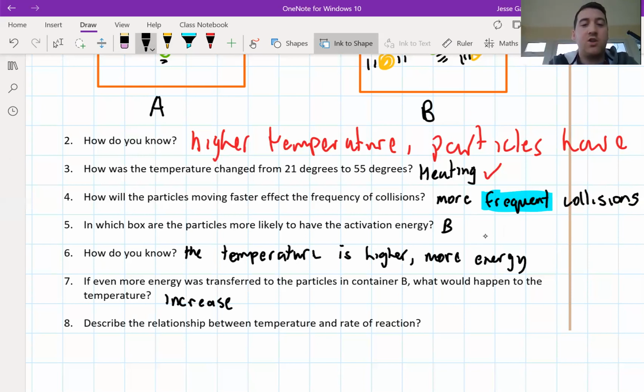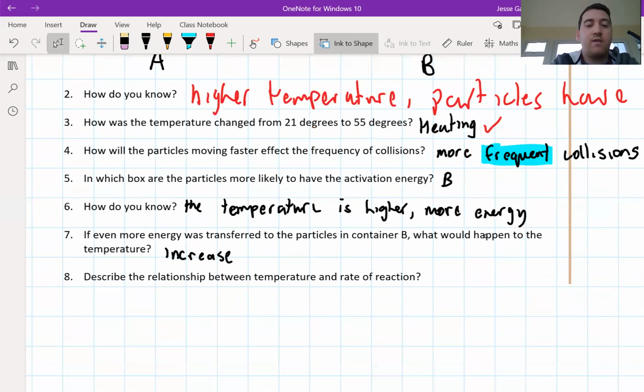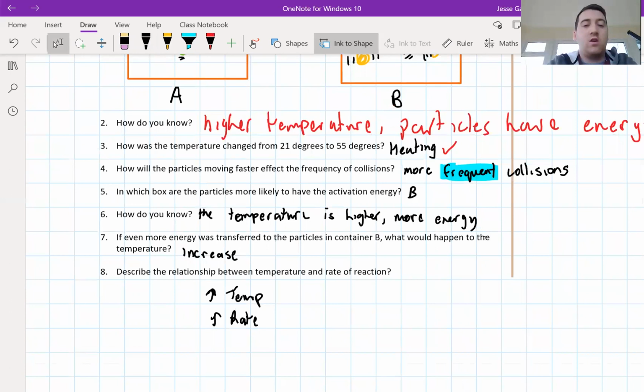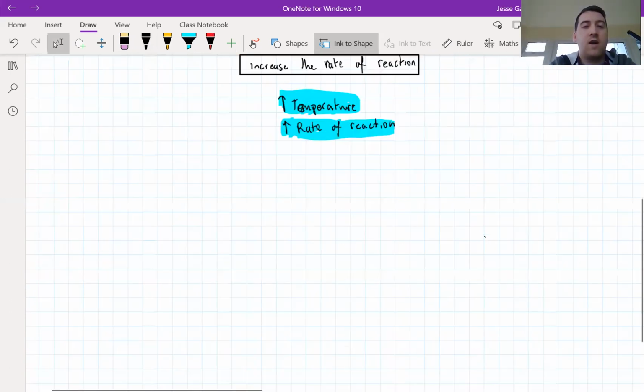And describe the relationship between temperature and the rate of reaction. Here it is in short: higher temp means higher rate. Again, I would expect you to have a sentence or a paragraph built around that. So higher temperature means a higher rate of reaction. That's the relationship. Right, let's have a look at a graph.